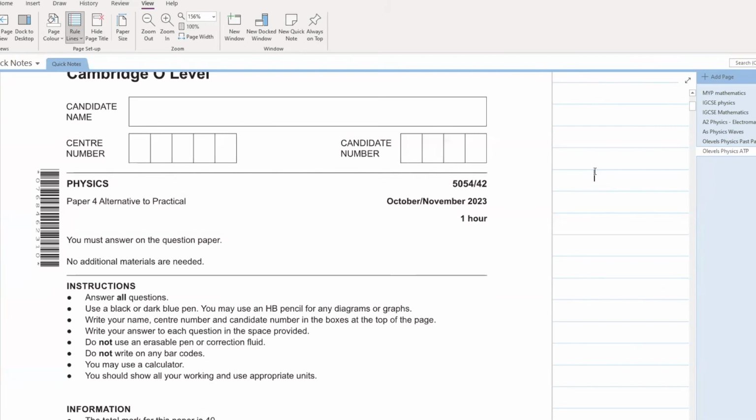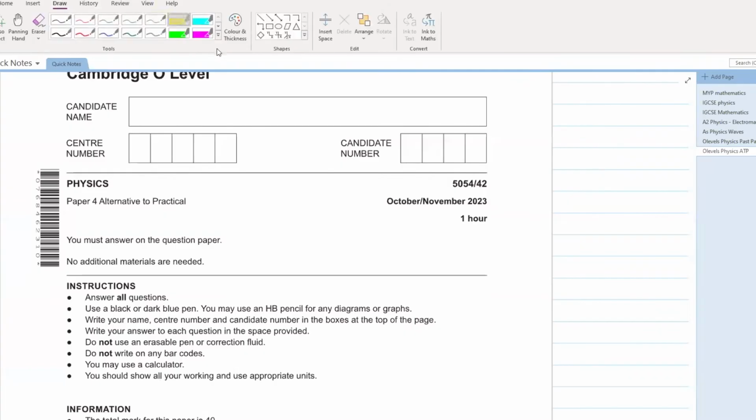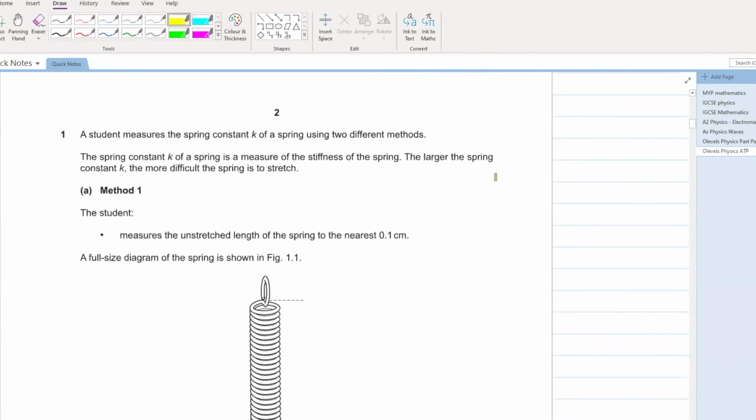Okay, students. So let's start with today's paper. Today we have to do October November 2023. This is an ATP paper, paper 4, variant 2. Chalo, let's start with this one.